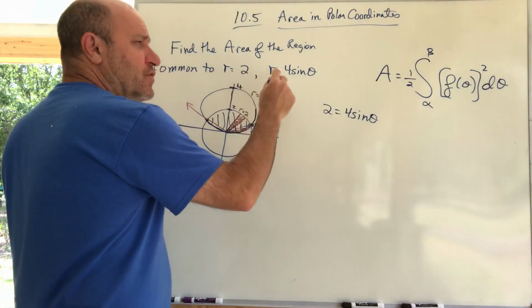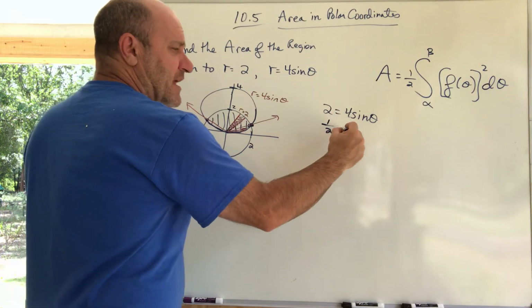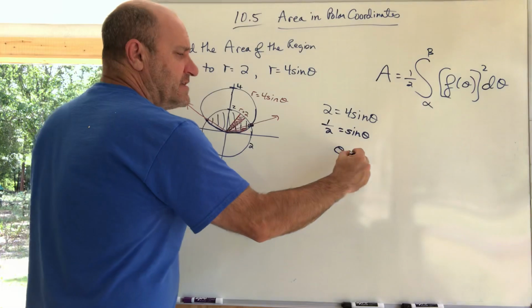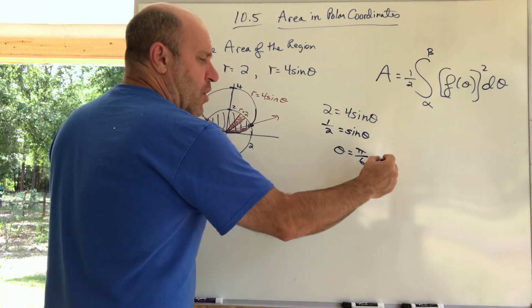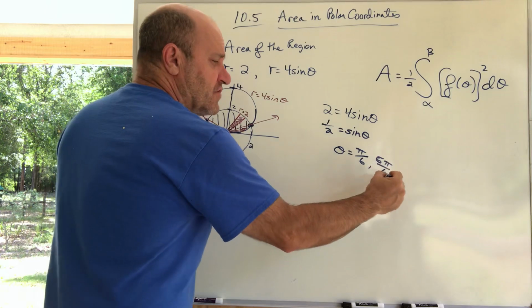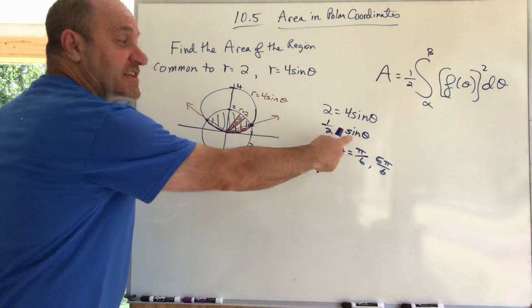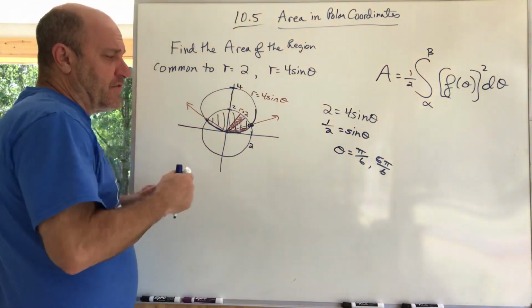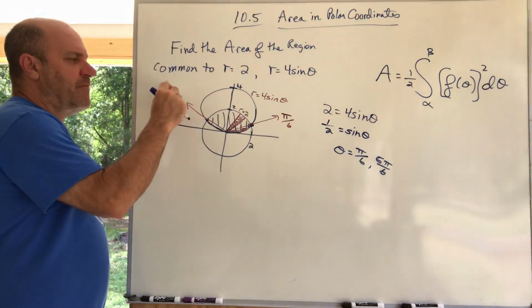So when I set 2 equal to 4 sine theta, I'll divide by 4. A lot of trig. I know what that is. The angle that's 30 degrees, that's pi over 6 or 5 pi over 6. Those are the two 30-degree angles where sine is a positive half. And look at my picture. It's beautiful. That's a perfect 30-degree angle right there, pi over 6. And over here is 5 pi over 6.